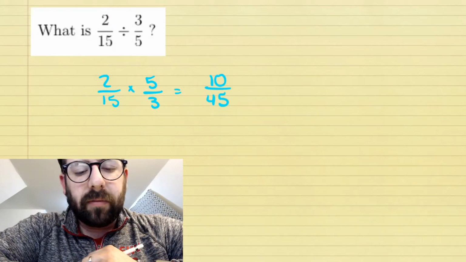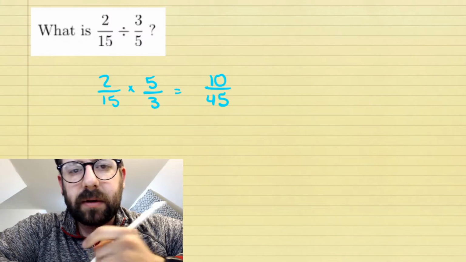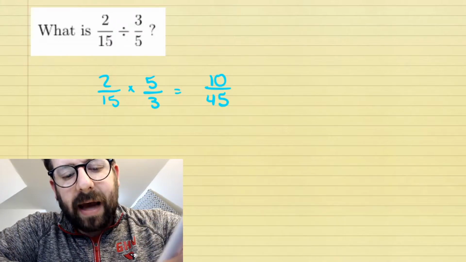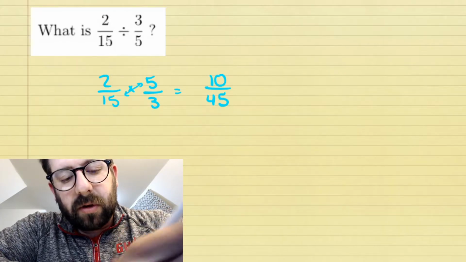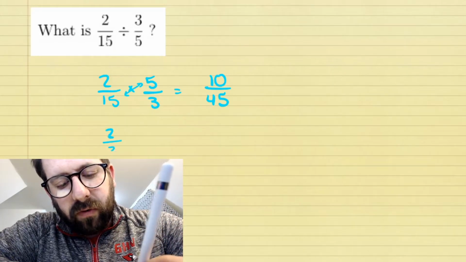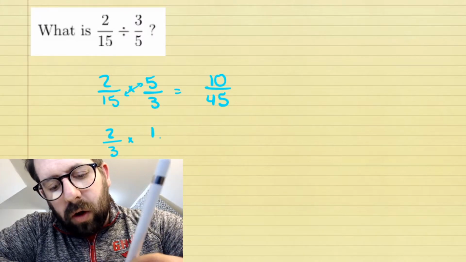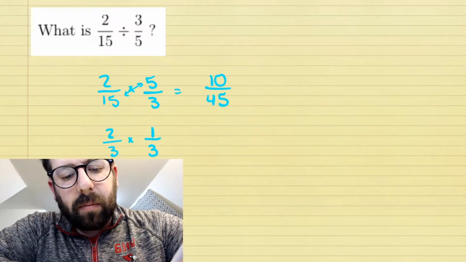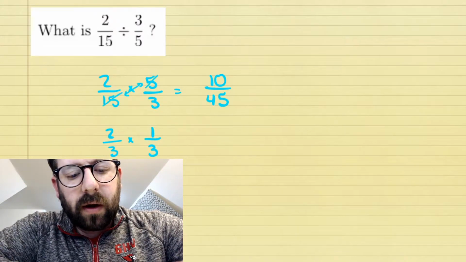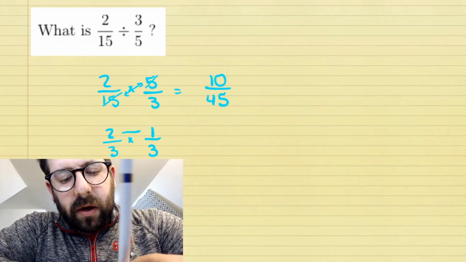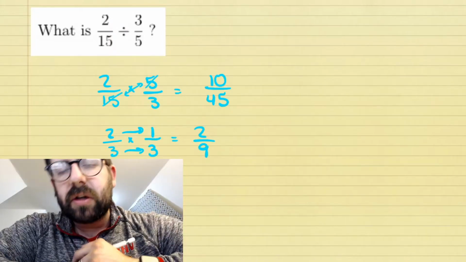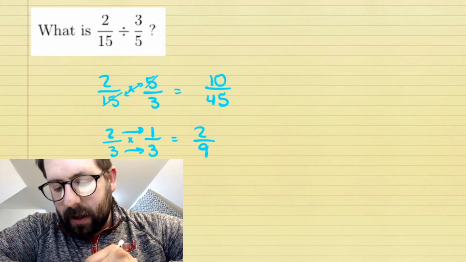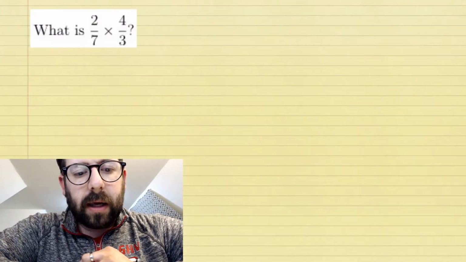Now, this one can simplify just like before. You look up and down to see if anything can simplify, or you look diagonally, and diagonally here, the 5's. I can divide both those numbers by 5, so this would be 2 over 3 and 1 over 3. Then you can go straight across, and you get 2 over 9, which is the same fraction as 10 over 45. All right, moving on.